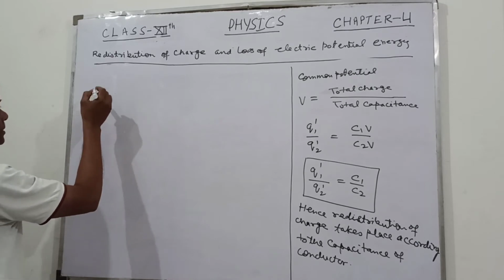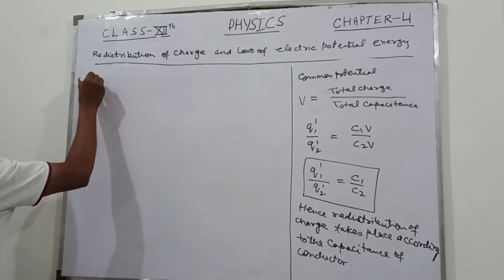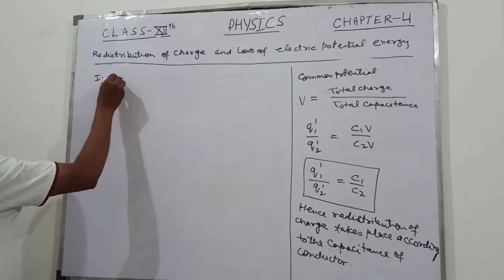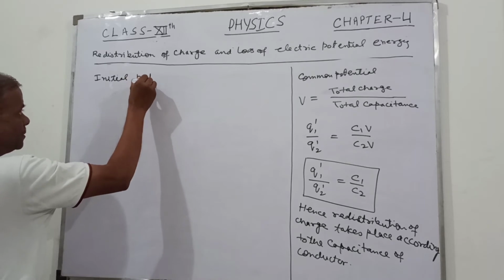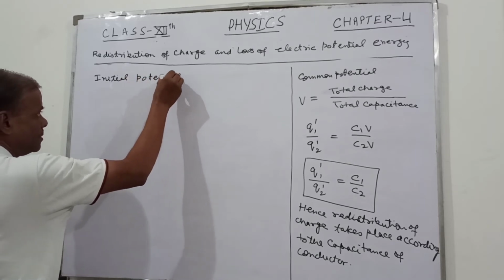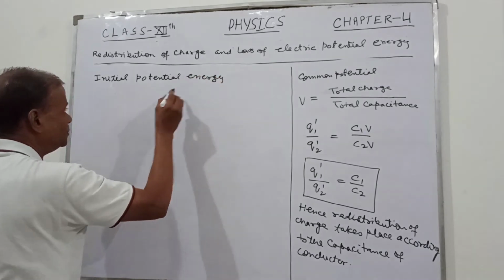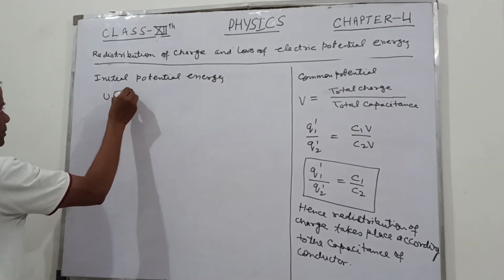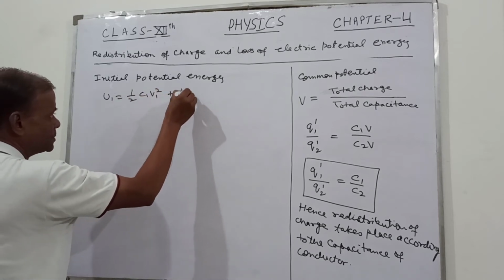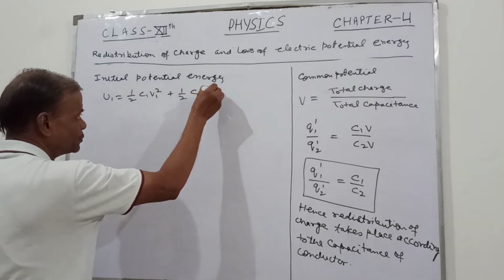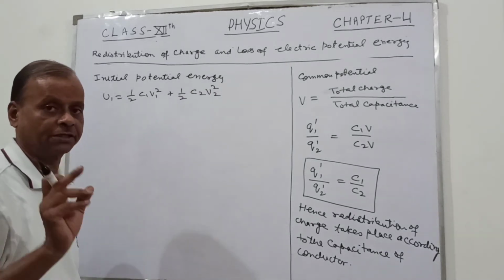So now initial energy, initial potential energy, U1 is equal to half C1 V1 square plus half C2 V2 square. This is before connecting the two conductors.